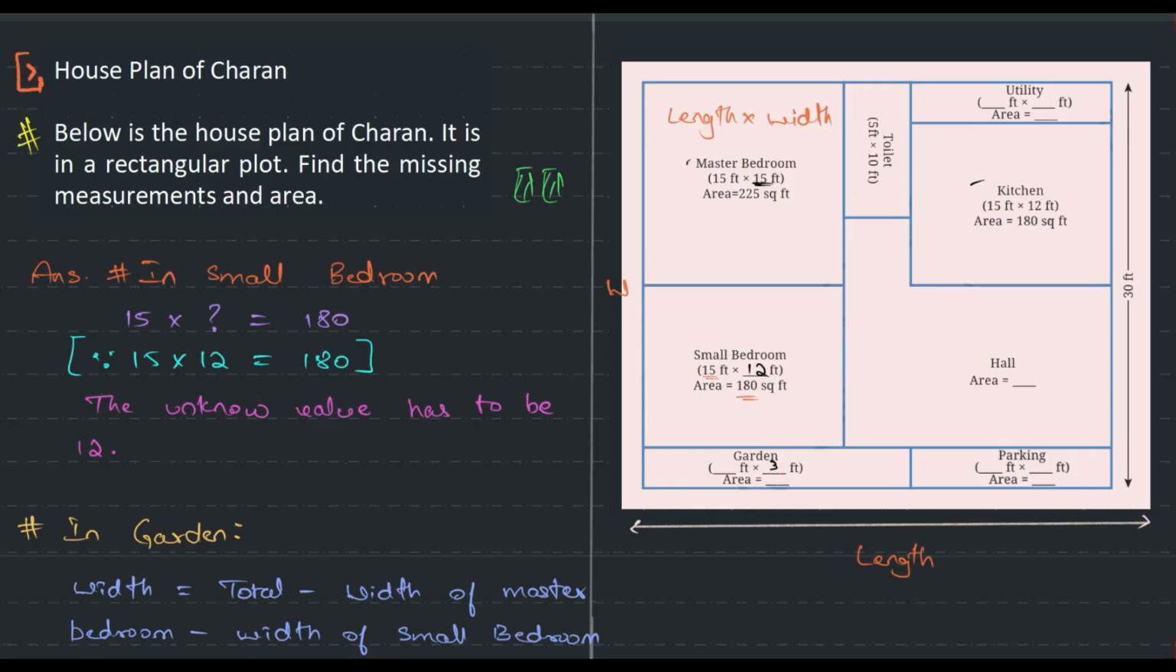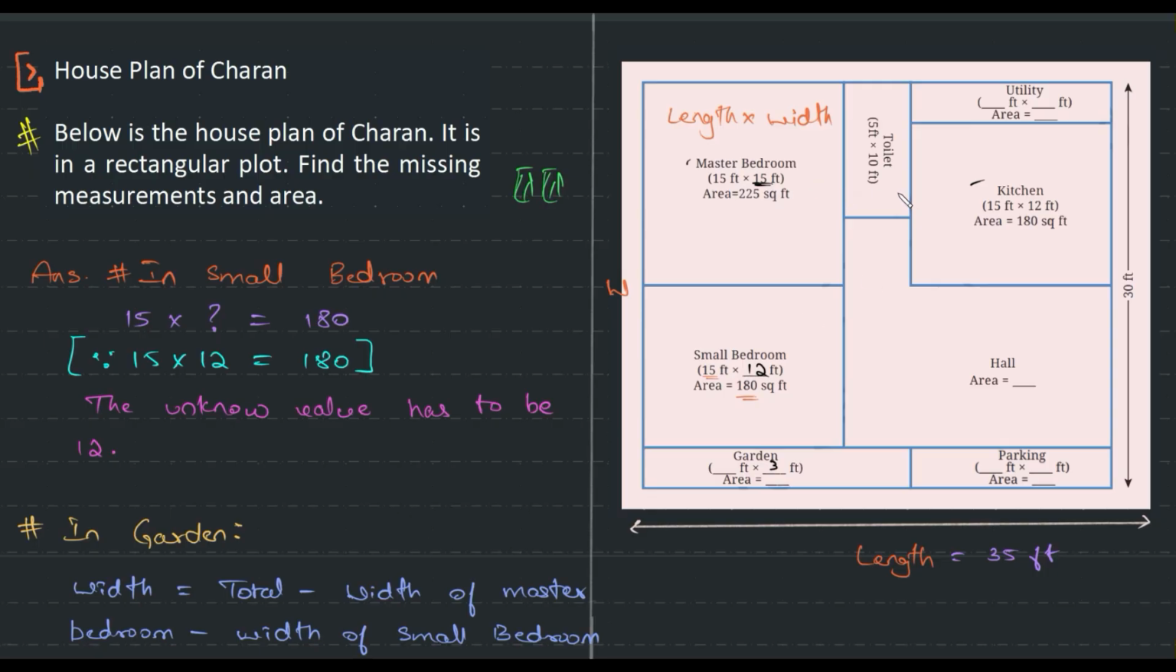Okay, so we have 15 length, right? 15, 5, and 15. So this is 30 and 35. So this is 35 feet. Let me write it over here. 35 feet.